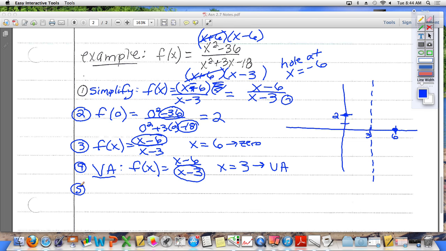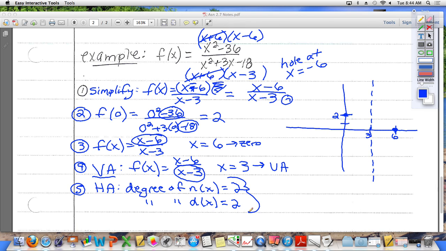Step number 5 is to find the HA. The degree of the numerator, the degree of n of x, is equal to 2. What about the degree of the denominator? It is also 2. Since the degree of the numerator is the same as the degree of the denominator, what does that mean to you?